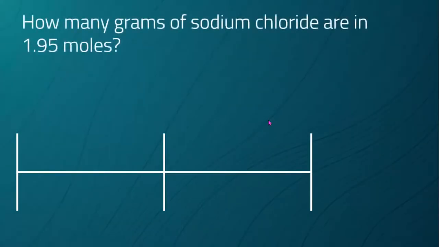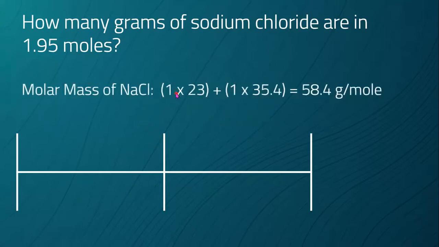Let's try another problem. How many grams of sodium chloride are in 1.95 moles? To start, let's first turn the name into a formula and calculate the molar mass. So I know sodium chloride is NaCl. We have 1 sodium at a molar mass of 23 grams per mole, plus 1 chlorine at 35.4. You add those together to get a total of 58.4 grams per mole.